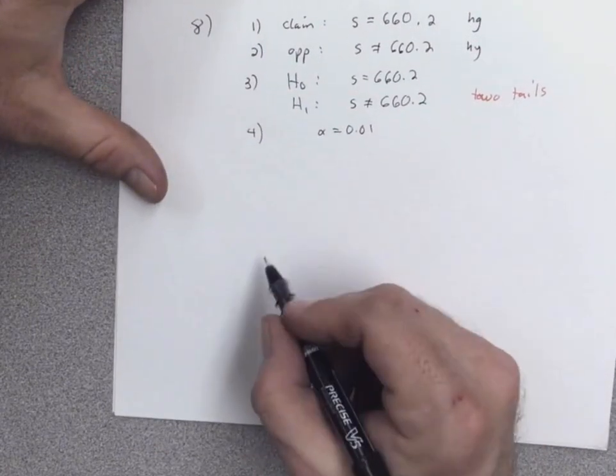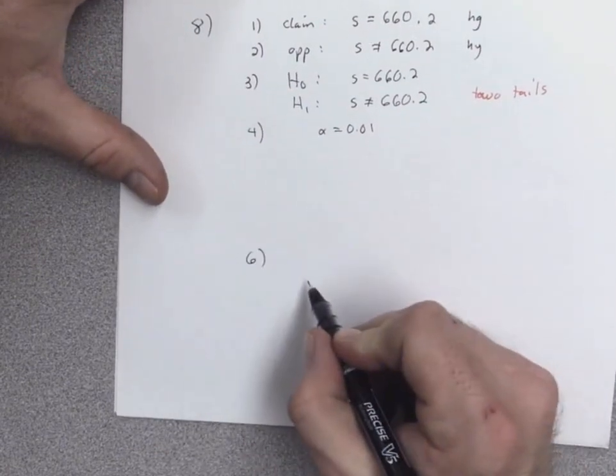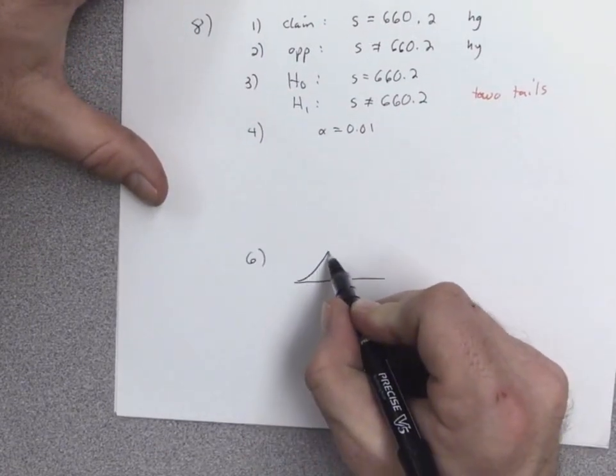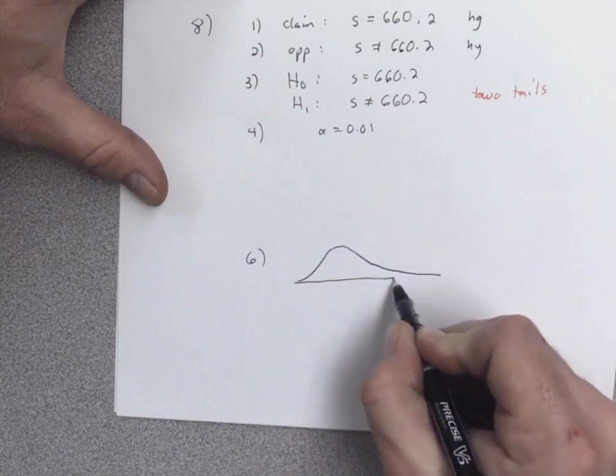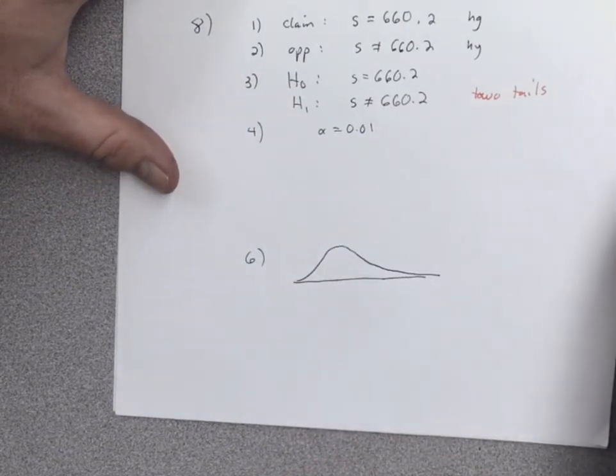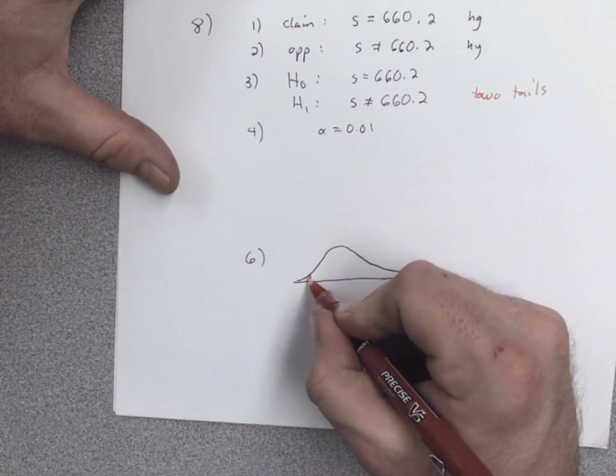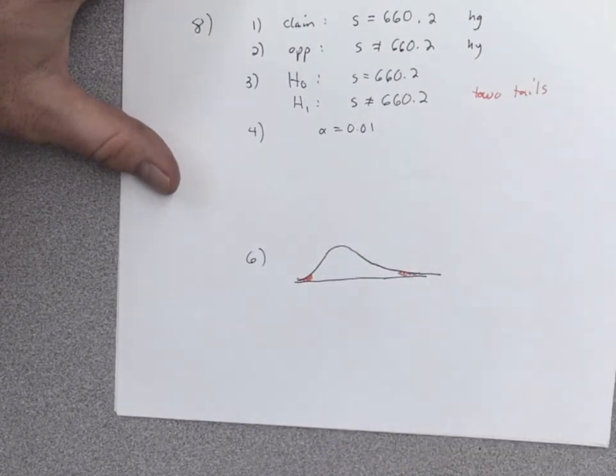So number 6, we're going to have a two-tailed situation. Now, remember, it's a chi-squared distribution, so it's a right-skewed distribution, but it still kind of looks the same. Since it's two-tailed, I'm going to have a tail over here and a tail over here.